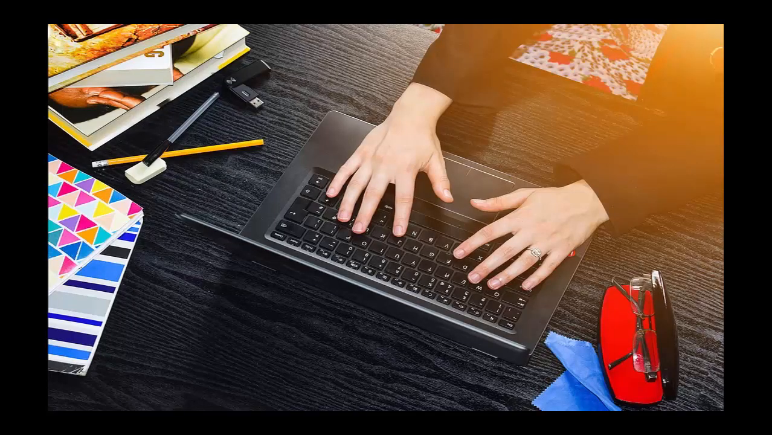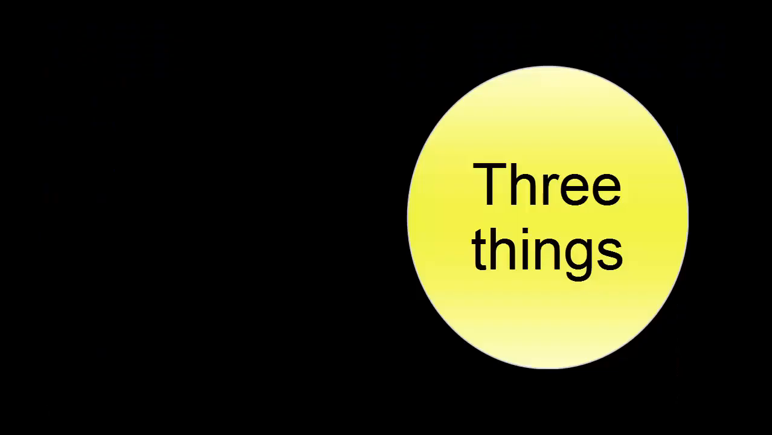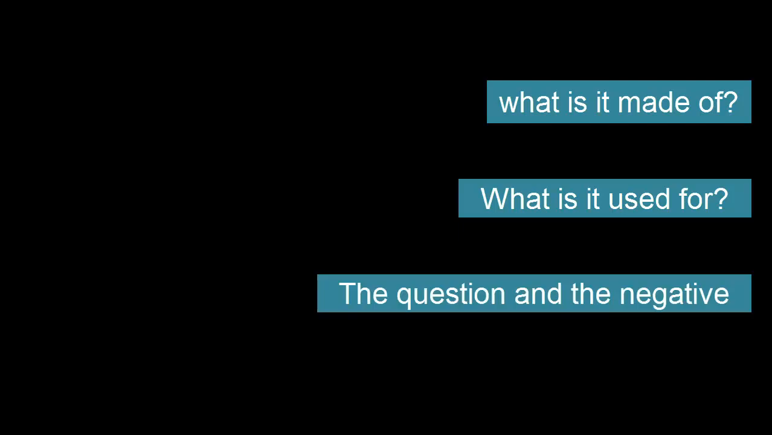To start to study any tense, we need to know about three things. First, we need to know about what it is made of. Then we need to talk about what it is used for. And finally, we need to know about the question and the negative. So the present consists of the verb in its infinitive form with an S or without S. We are going to explain that. We need to go through them all and then I will explain each and every one of them.